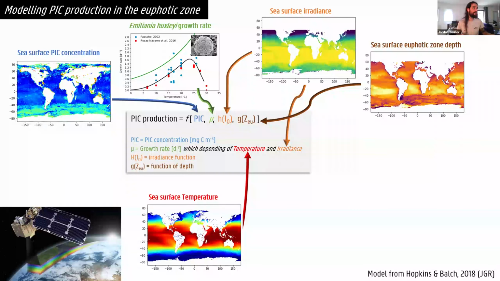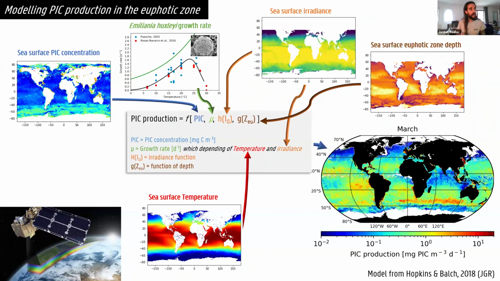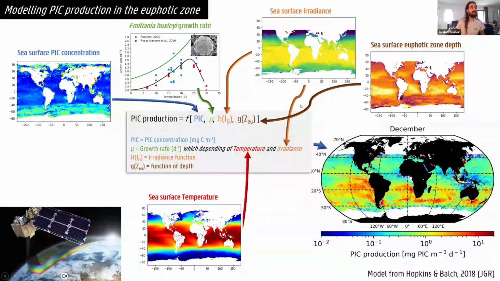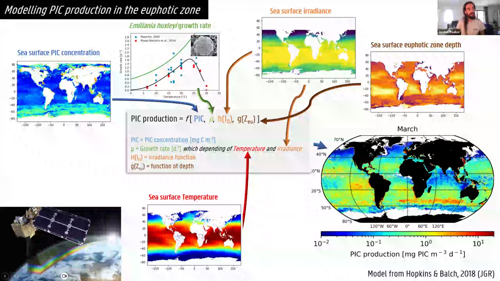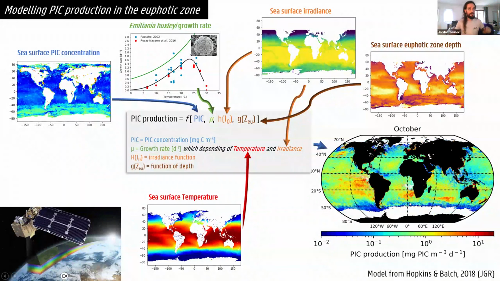And of course, I also need sea surface temperature, because a lot of physiological parameters, such as growth rate and nutrient uptake, are determined by the sea surface temperature. By combining all of this, I can get a monthly PIC production estimation, according to different months. And as you can see in this small animation, you have different patterns during the North summer and South summer, corresponding to the Northern Hemisphere summer.